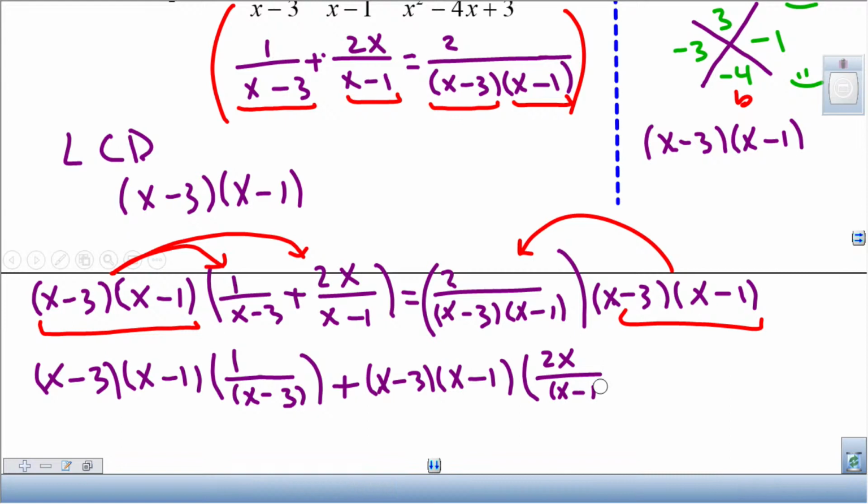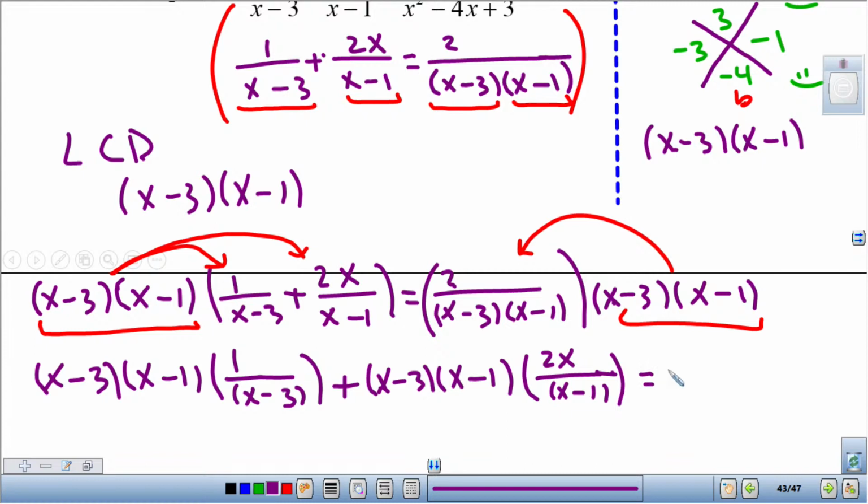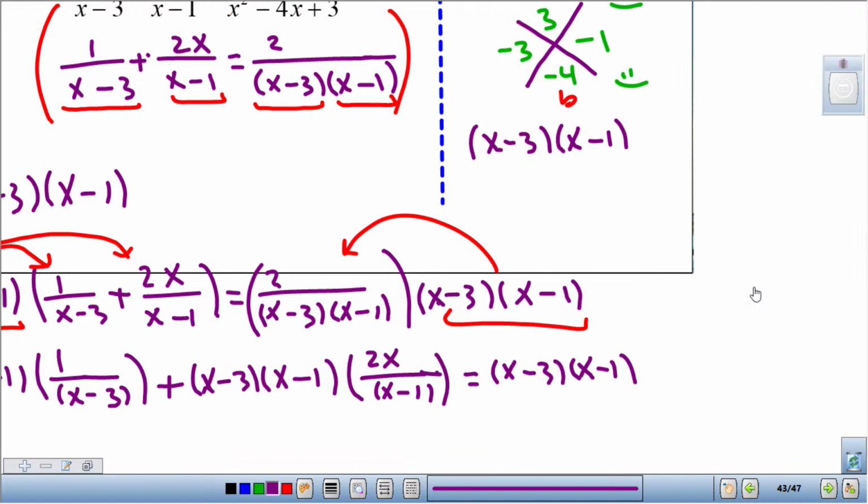Is that it, Armani? No, you're going to have to do the other side as well, equals. I've got x minus 3, x minus 1 times 2 over x minus 3, x minus 1. Wow. Good Lord. Okay. Let's take one thing at a time.